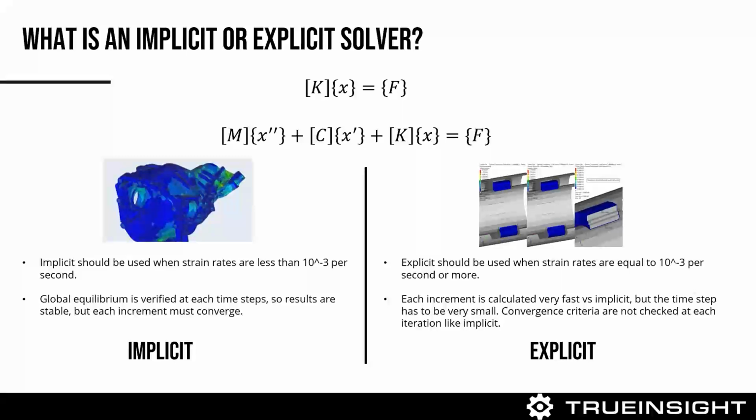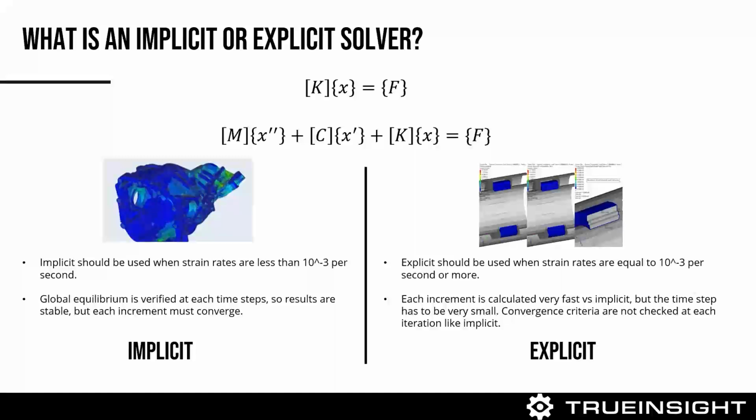So yeah, global equilibrium is verified at each time step. So what this means is that your results are going to be very stable, but every single increment has to converge. So if you have something with very high strain, like an impact event, it's going to be very difficult to solve at an implicit. It's probably going to be impossible, or it's going to take a really long time.